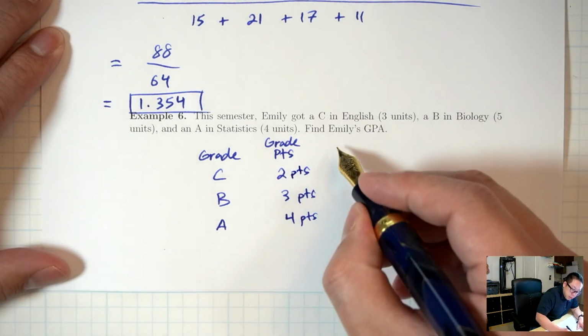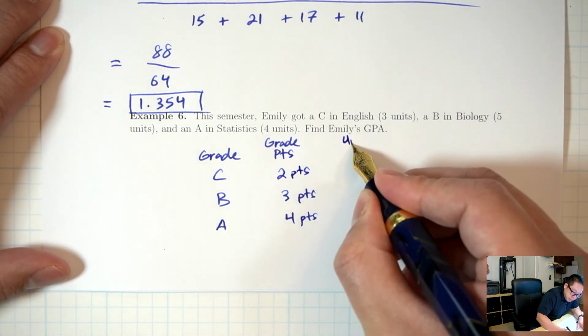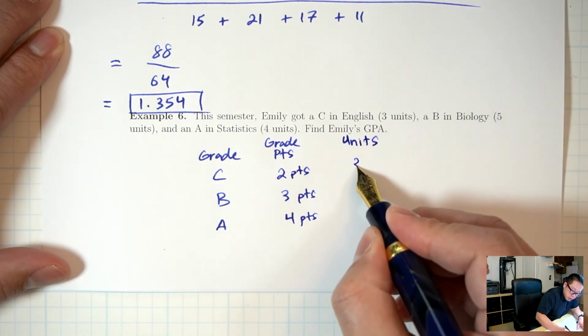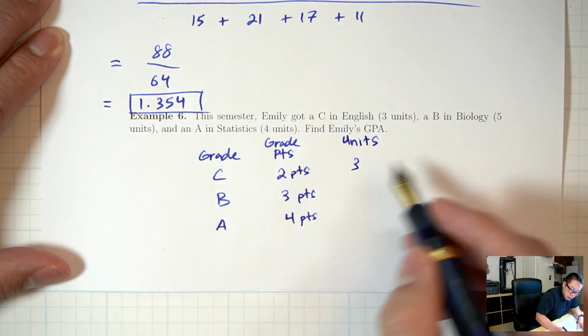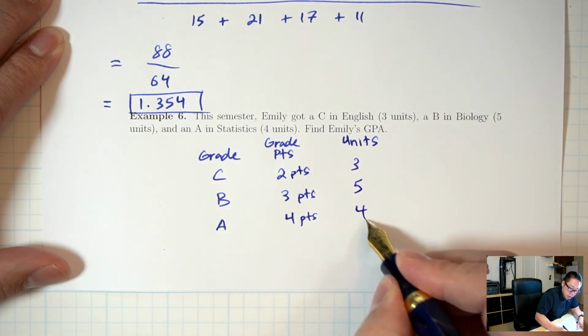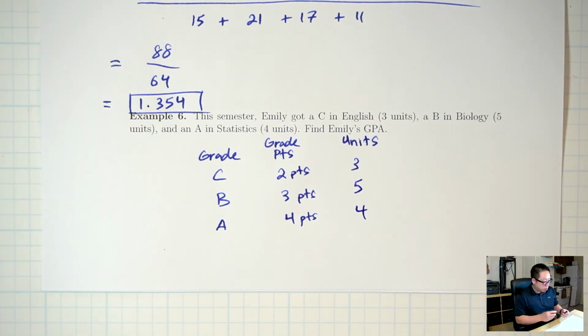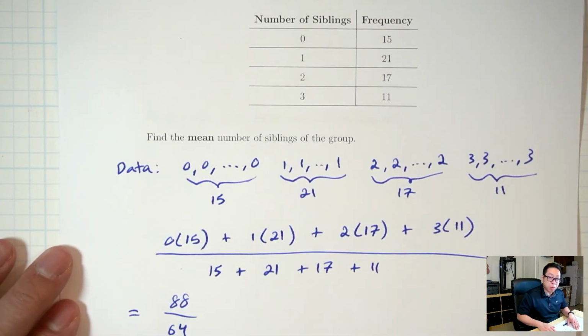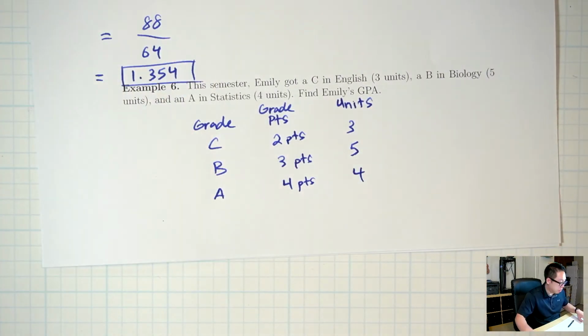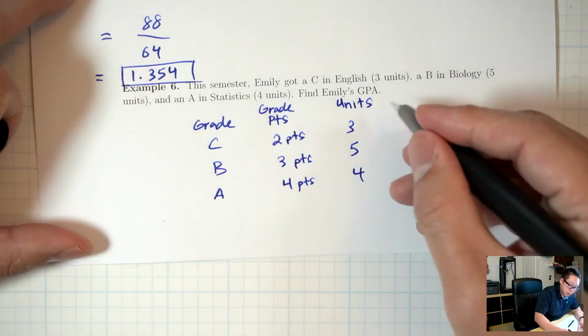Now, the units. The C was in English. The English was 3 units. The B was in biology, which was a 5-unit course, and then the A was in statistics, which was a 4-unit course. So what I want to point out here is that the calculation is the same thing as what we just did here, right? The units is just frequency. Think of units as the frequency.